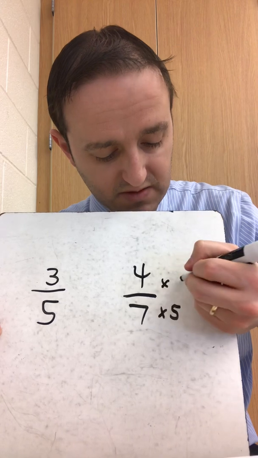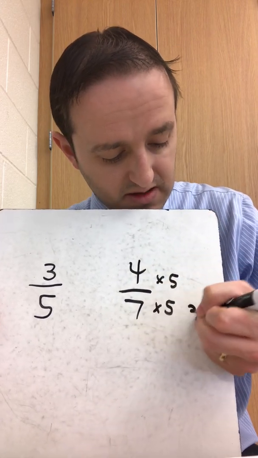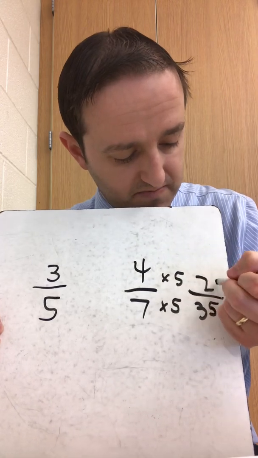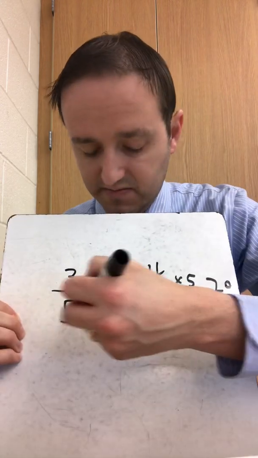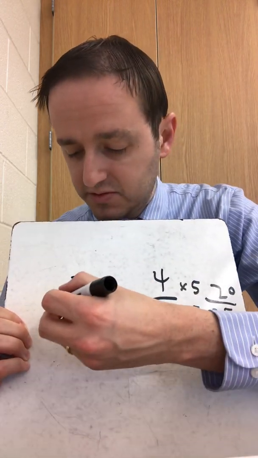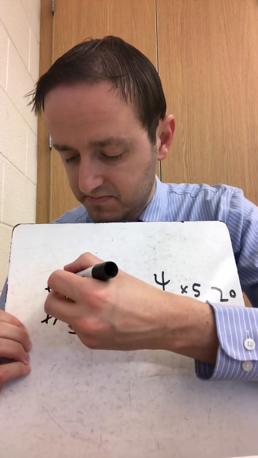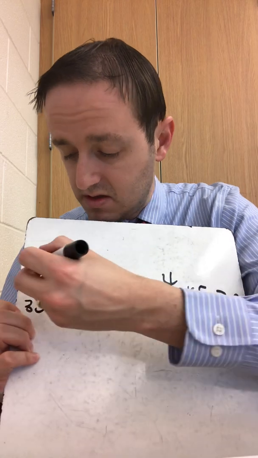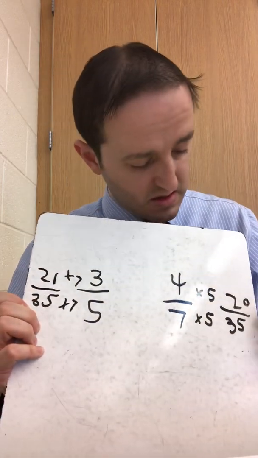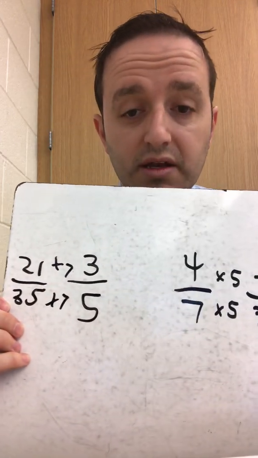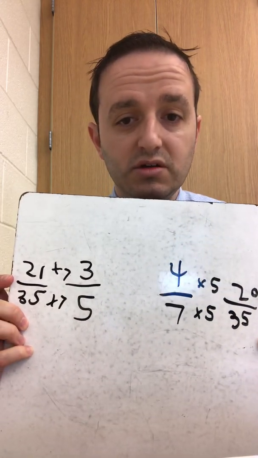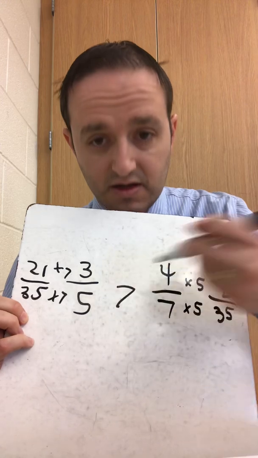So if this is a 5, we're going to multiply the 7 by 5. 4 times 5 is 20, and 7 times 5 is 35. Same thing over here, except since this is 5, we're going to multiply by 7. 3 times 7 is 21, and 5 times 7 is 35. So we have the same denominator now. This was really close. Now if we have the same denominator, which is 35, we look at the numerators. Which is larger? 21. So I know 3/5 is larger than 4/7.